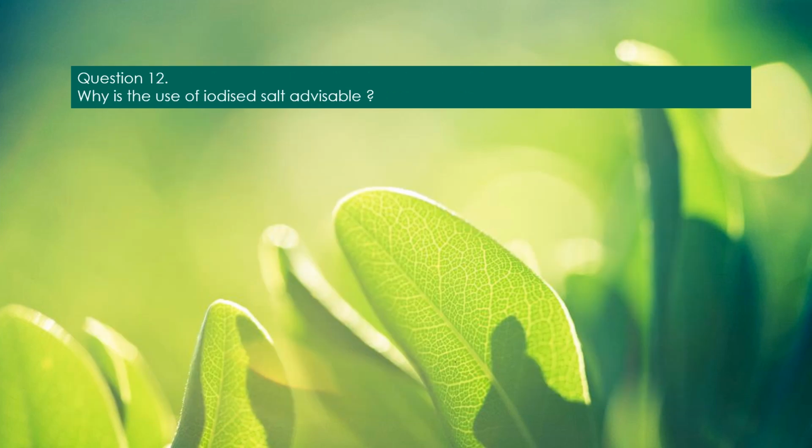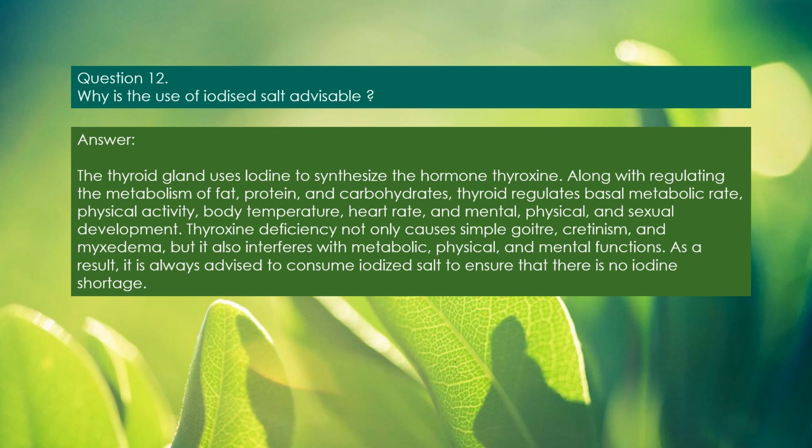Why is the use of iodized salt advisable? Iodine is basically necessary for the production of the hormone thyroxine by the thyroid gland. Now, thyroxine is a very important hormone because it helps in the metabolism of fat, protein, and carbohydrates, and it also regulates the basal metabolic rate, or the BMR, the physical activity, some portion of the body temperature, heart rate, and mental, physical, and sexual development.